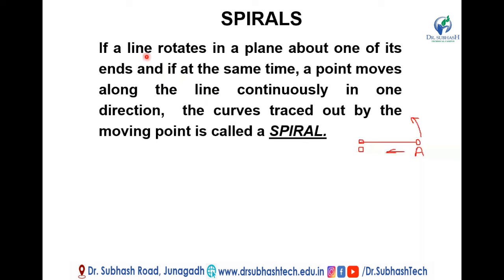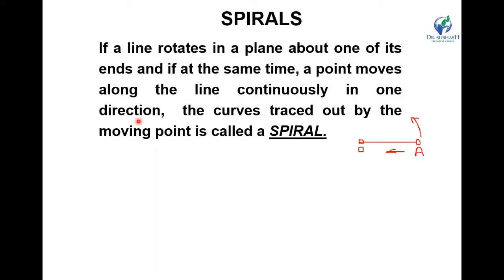Spiral: if a line rotates in a plane about one of its ends, and at the same time a point moves along the line continuously in one direction, the curve traced out by the moving point is called a spiral. For example, there is a line OA moving about the point O. At the same time, suppose an insect is at point A. When this line moves in the counterclockwise direction, the insect on point A will move towards the center O. The path of that insect is called a spiral.